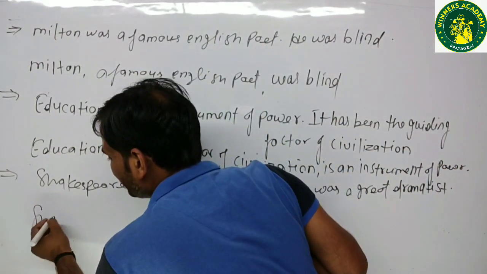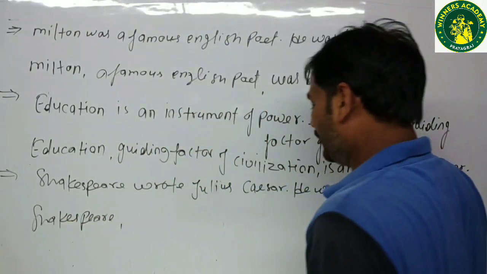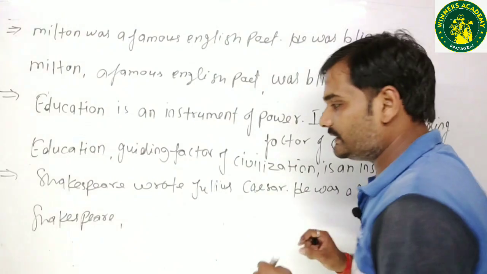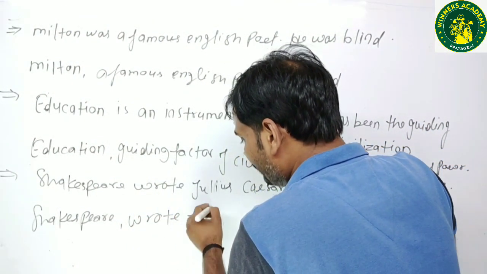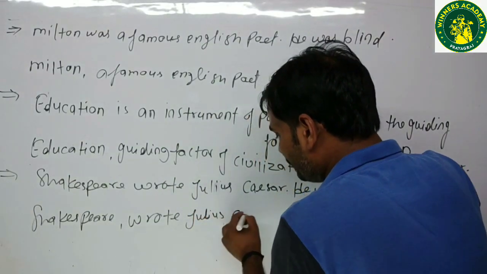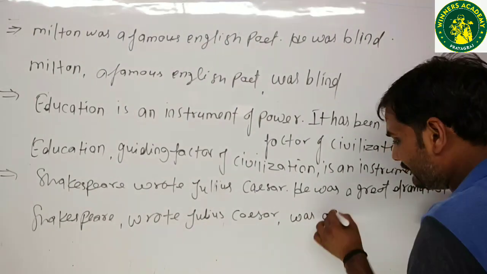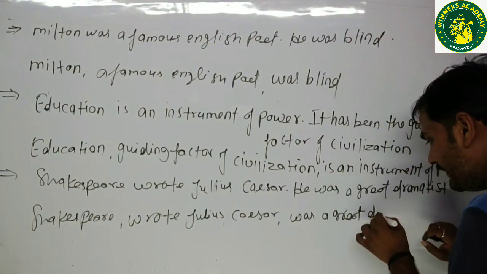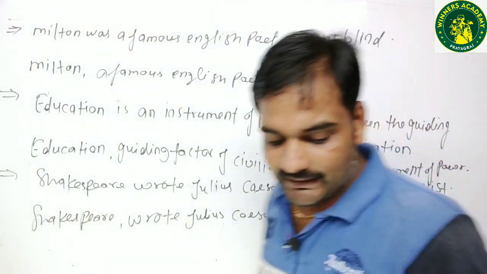So you already know. What will you write first? Write Shakespeare, add a comma. Now it is better to write wrote Julius Caesar than great dramatist. So write wrote Julius Caesar. After that, you write was a great dramatist. Similarly, one last sentence is left, which is Dr. Brown is my teacher. He lives at Rishikesh.